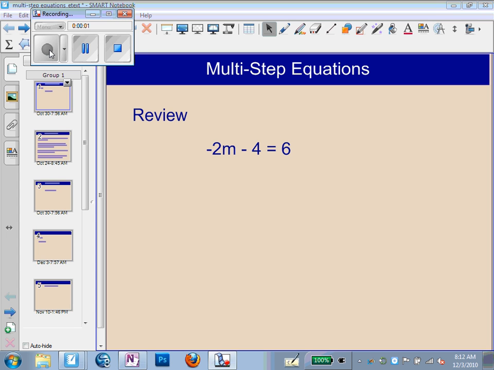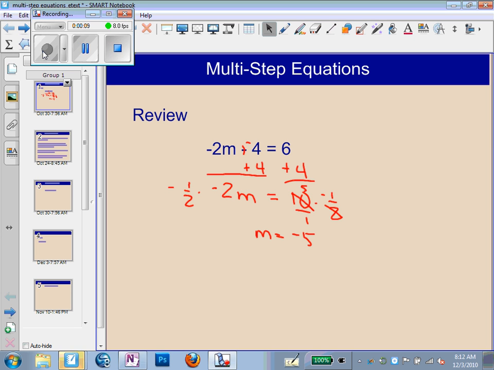Multi-step equations, and we're going to do a quick review of what we already know how to do, which is just a basic two-step equation. So in a basic two-step equation, we always change subtraction to addition, and division to multiplication is our first step. Then, if we need to simplify the sides, we do so by adding like terms. In this example, there are no like terms to add together, so it's already simplified.